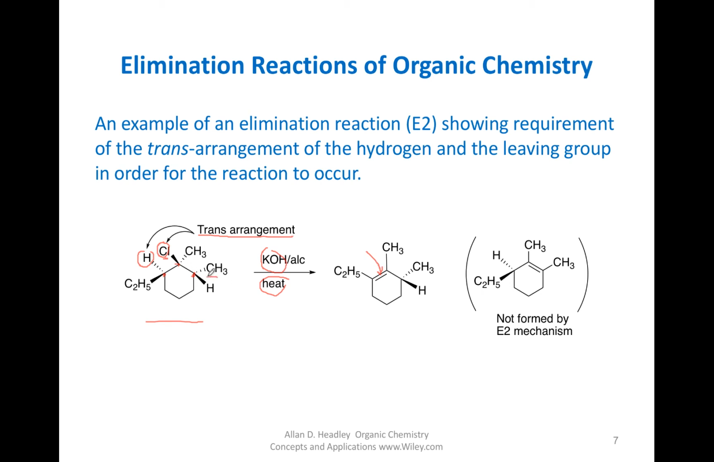Notice over here though, this hydrogen and this chlorine are cis to each other. So this product here will not form by an E2 mechanism. Why? Because an E2 mechanism requires the hydrogen and the leaving group to be trans to each other.